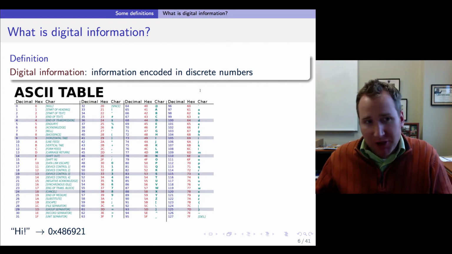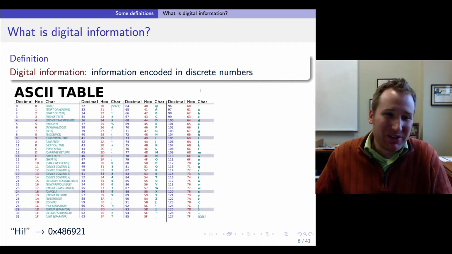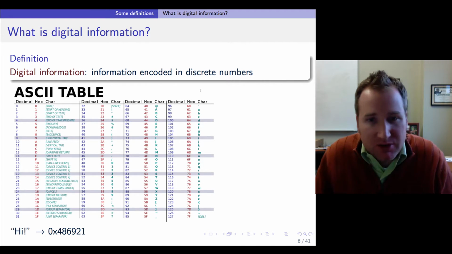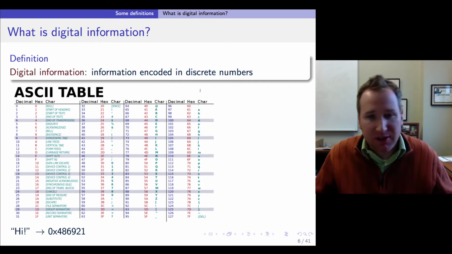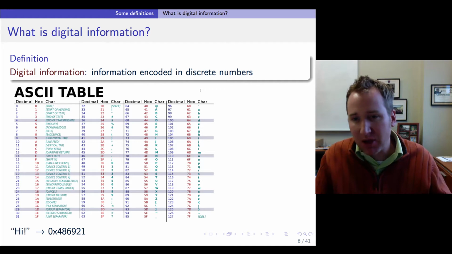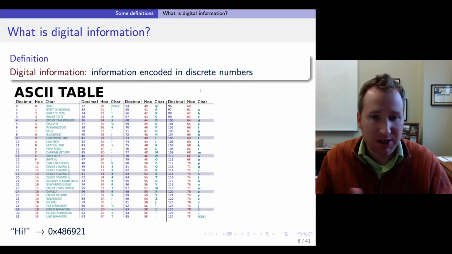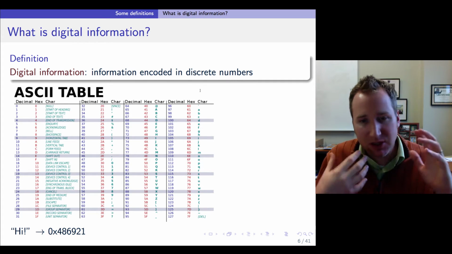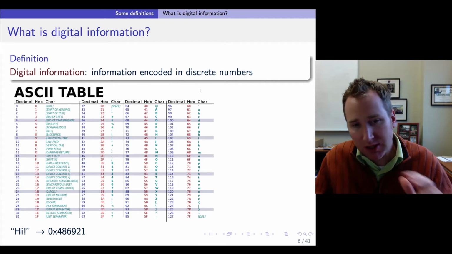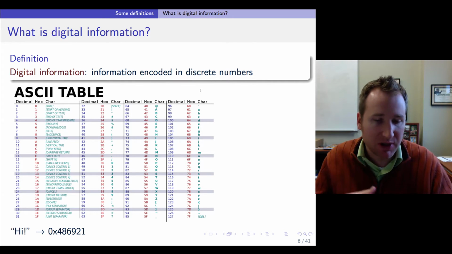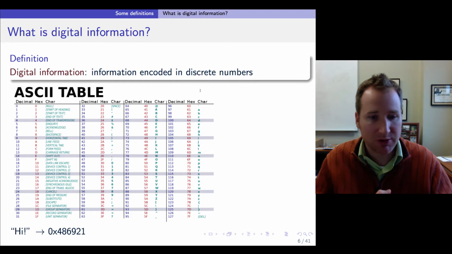So let's talk about information. Digital information is information encoded in discrete numbers, literally taking a symbol or any idea and mapping it onto a numerical representation. And that's one of the big ideas of computing, going from ideas to this numerical representation, because then it becomes easy to store and manipulate things using computers.